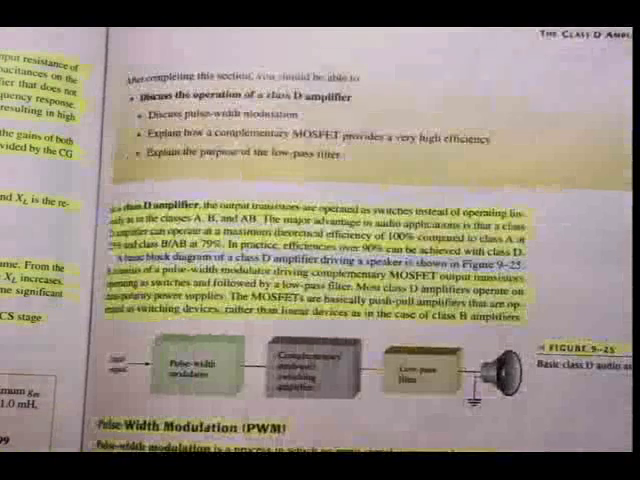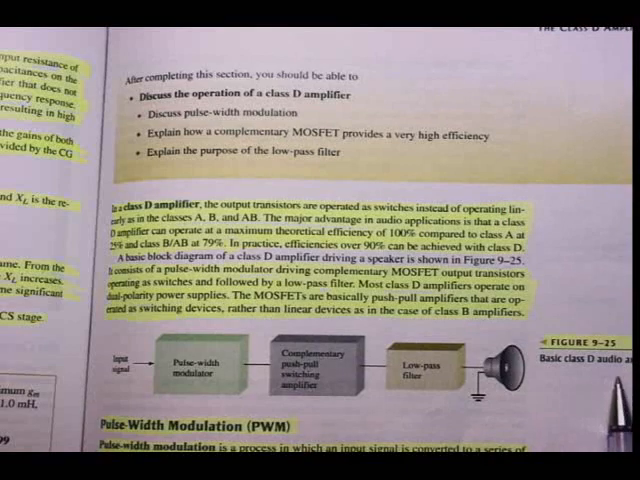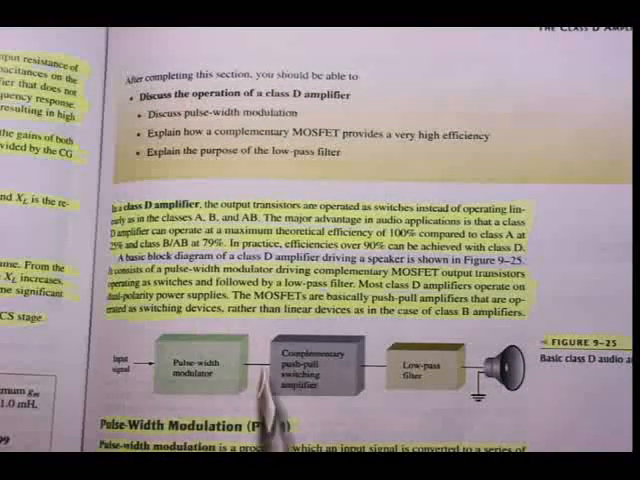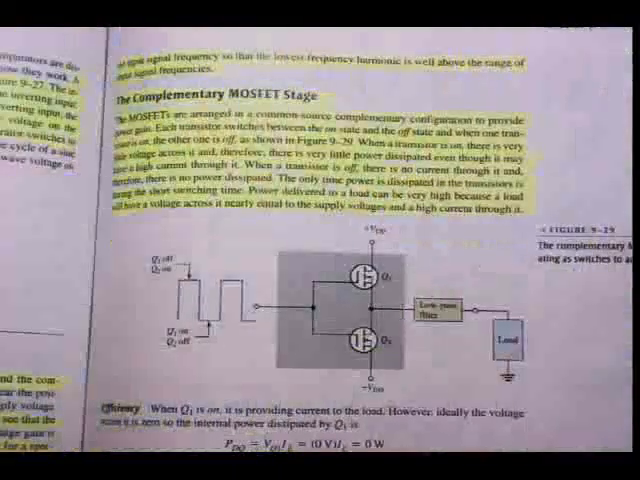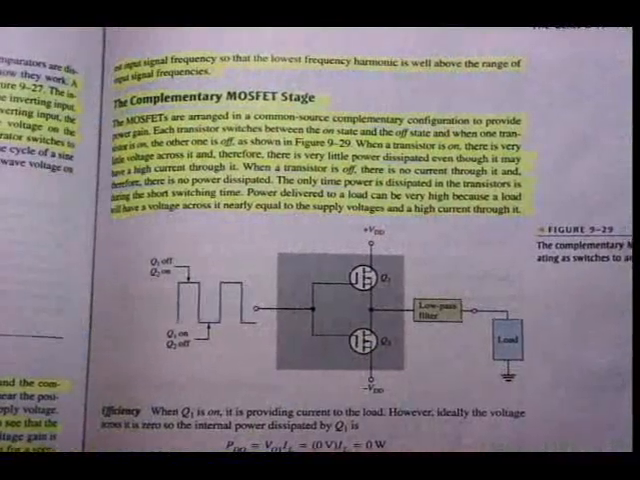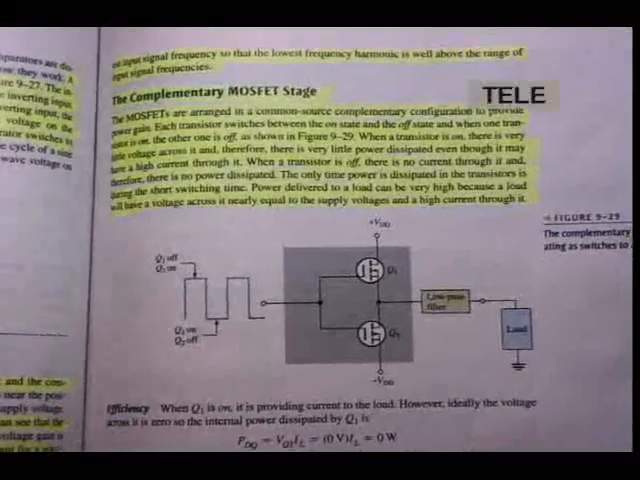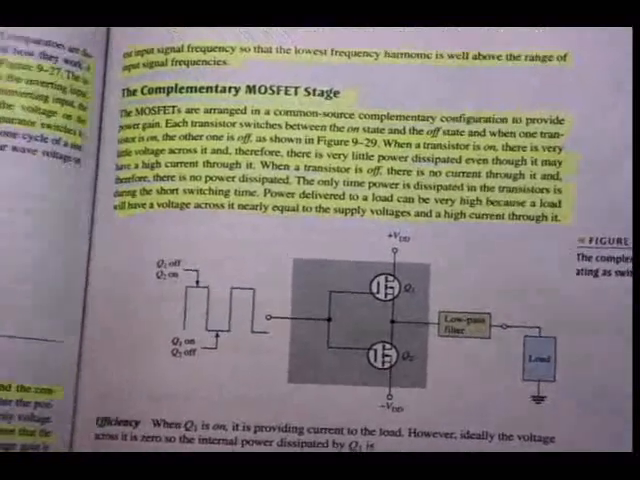All right, that was the first section of this block diagram of my basic class D audio amplifier, the pulse width modulator. Now we're going to discuss the second section there, the complementary push-pull switching amplifier. You should be familiar with some of this theory, as we've discussed it in the previous chapters.